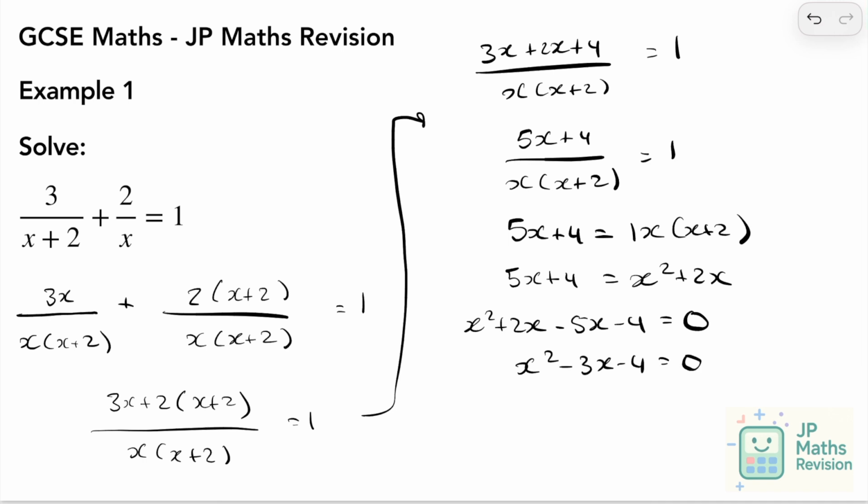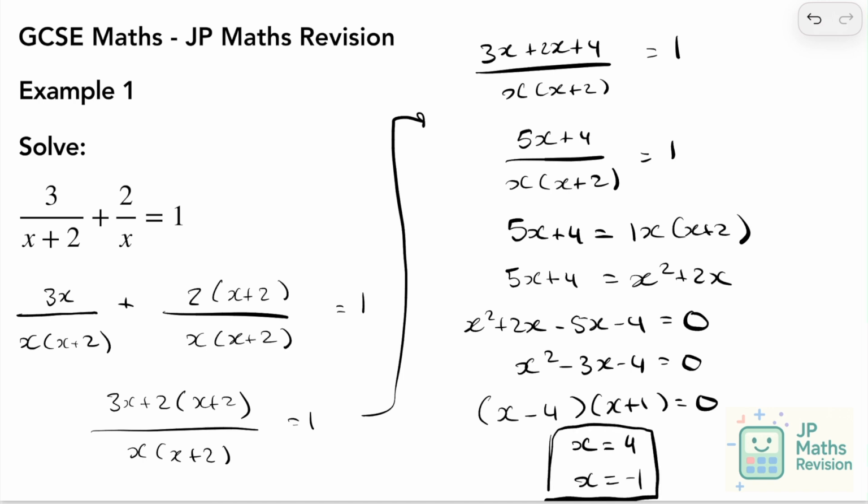And then to solve this, we can just factorise. So factorising this, we need to think of two numbers that multiply to minus 4 and add to minus 3. So that's going to be minus 4 and 1. So it's x minus 4 and x plus 1 equals 0. Solving this using the zero product property, we end up with x equals 4 and x equals minus 1. So these are the answers to this question.